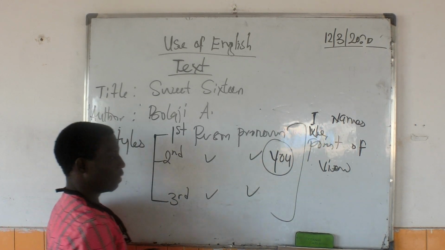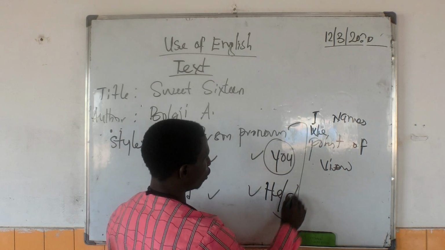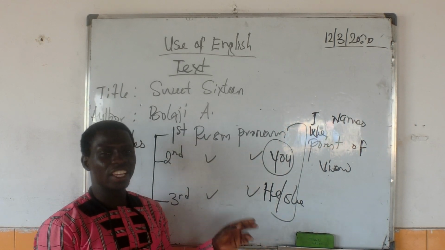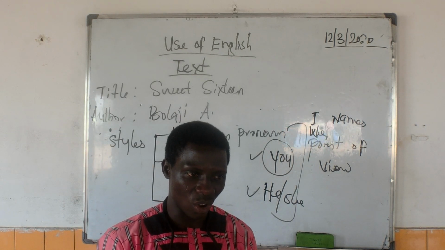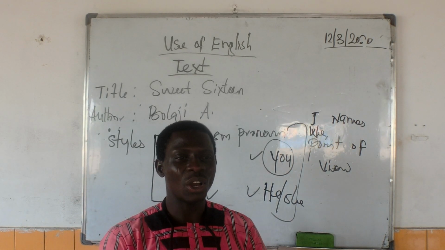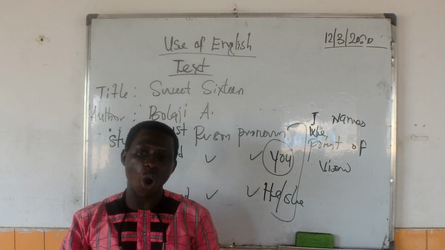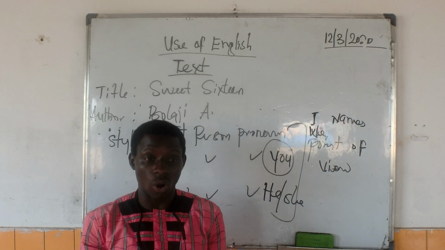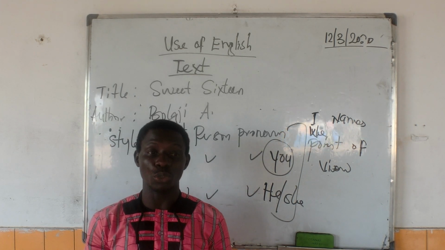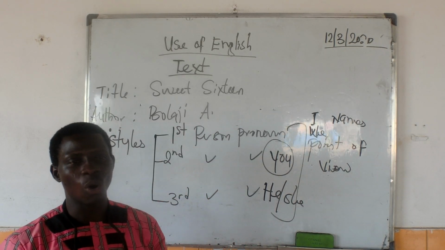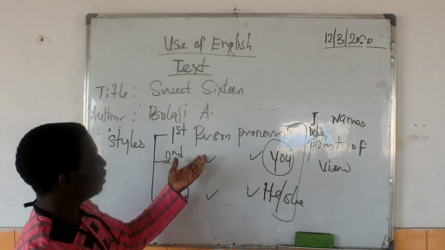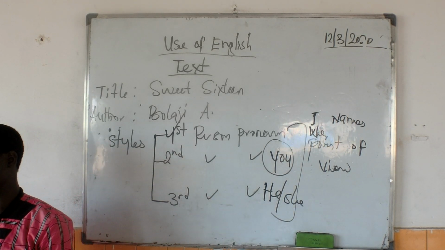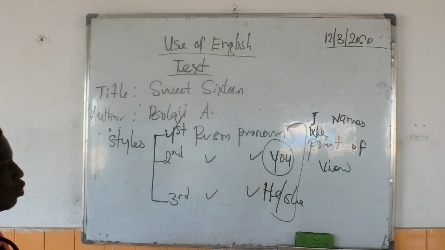Then we'll talk of third person pronoun. Third person pronoun always makes use of he or she, because the word he or she is third person pronoun. This third person pronoun is also known as omniscience style or point of view. Omni what? Science. That is a situation where a character assumes to be all knowing. That is, he or she knows everything, just like God. So when a narrator assumes that position, we call it third person point of view. So to this novel, the style here is this. Are you getting it? First person point of view.